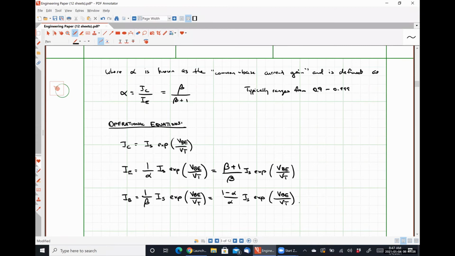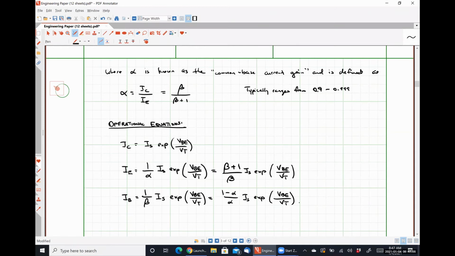Just as a quick aside, these are also the exact same equations that govern the behavior of a PNP transistor, except instead of having VBE, we have VEB. Or you just put a negative sign on the voltage and it gives you the exact same thing. How they work is identical, except holes replace electrons. That's about it.